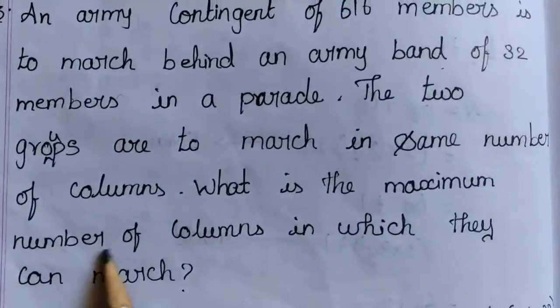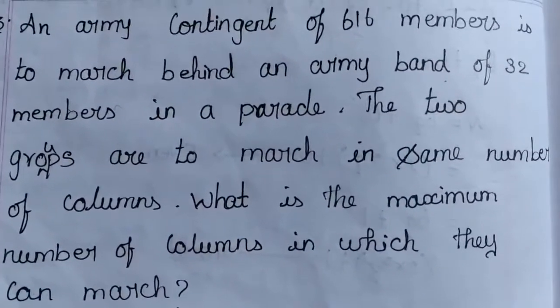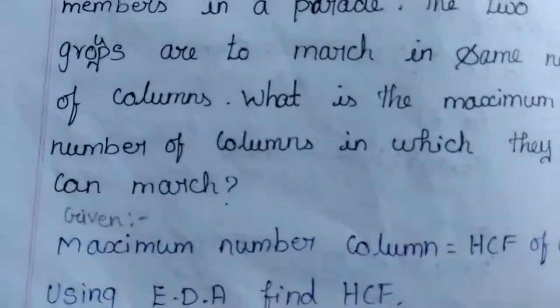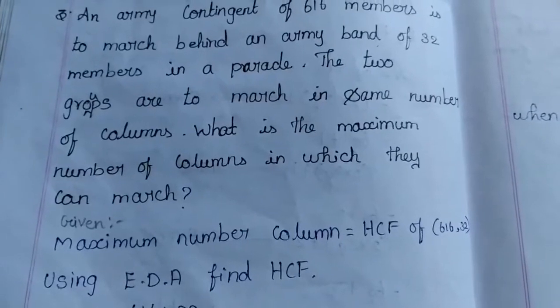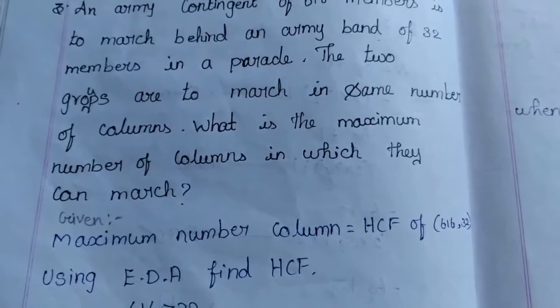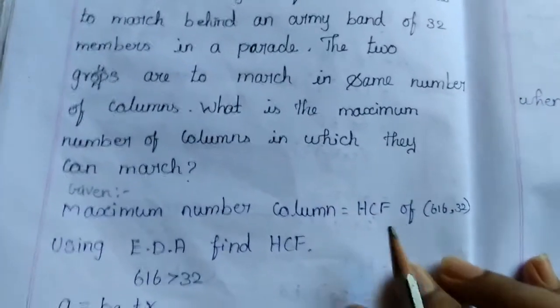What is the maximum number of columns in which they can march? This is the question. First of all, we need to write the given. What is given? The maximum number of columns is the HCF of 616 and 32. This is the given.